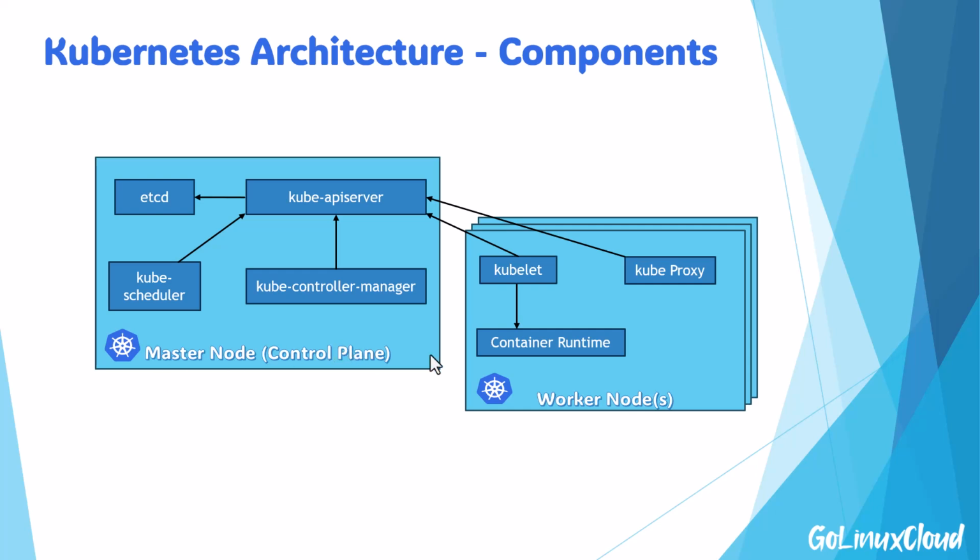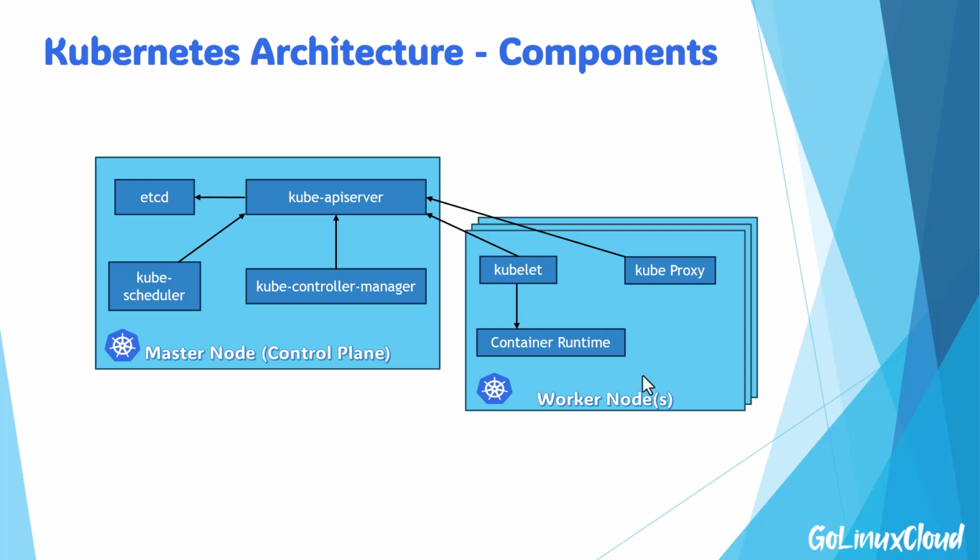Next, let's jump on to the worker node components. Worker nodes are where applications actually run. Each worker node includes something called kubelet, kube-proxy, and container runtime. Kubelet is a very small agent that runs on each worker node and communicates with the API server. It ensures that the containers are running as expected and reports back the node's health.